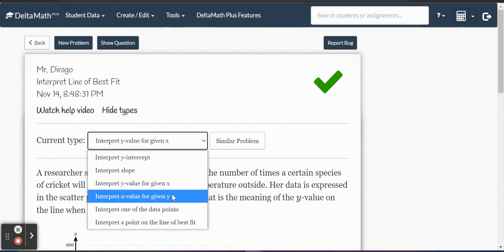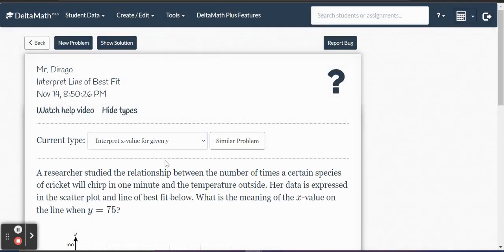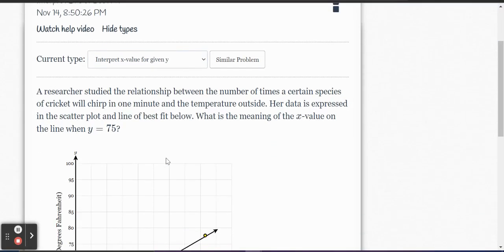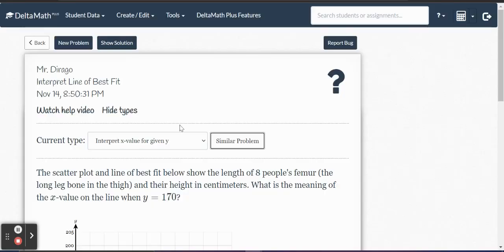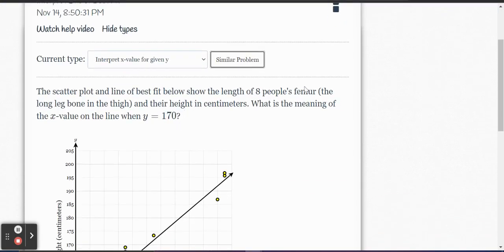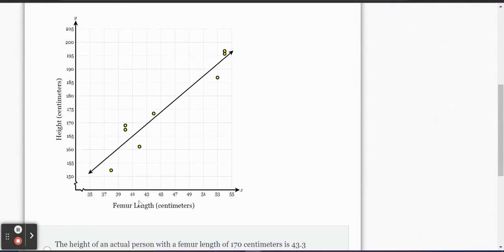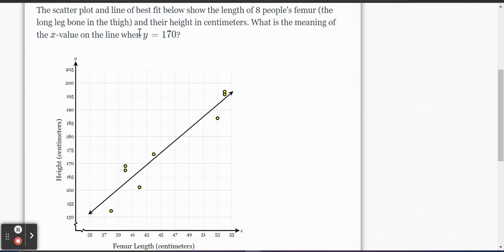Let's do the opposite. If we're given the y, let's evaluate the x. Don't want to chirper another problem. Let's look at a femur problem. Again, we're looking at the same thing, femur length and height. What is the meaning of the x value on the line when the y is 170? So when the y is 170, what does this x value mean?